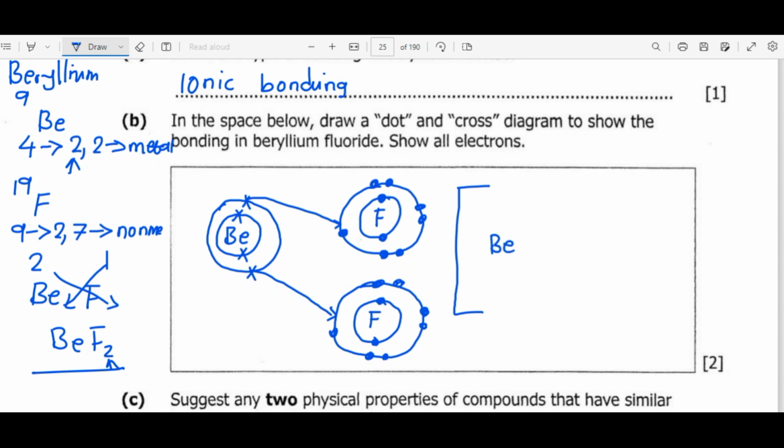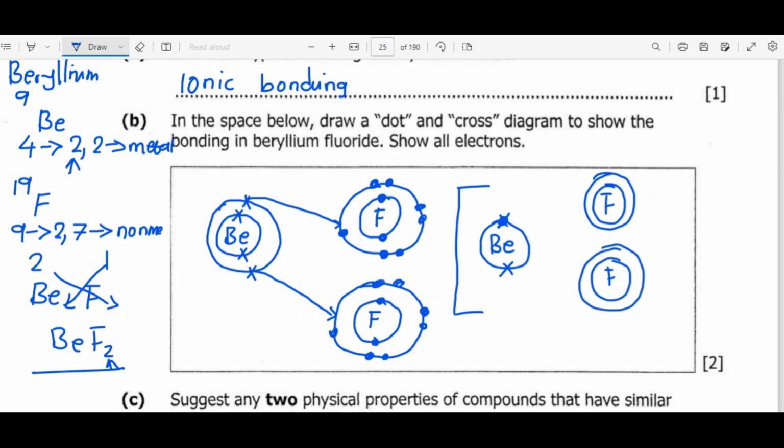I'm just going to write 1 shell. I'm going to ignore the outermost shell since the 2 electrons are given out. Let me use the cross. Then here we are going to have the other two atoms of fluorine. But remember, the charges must balance. So this one is now electrically stable, and even this one is now filled.